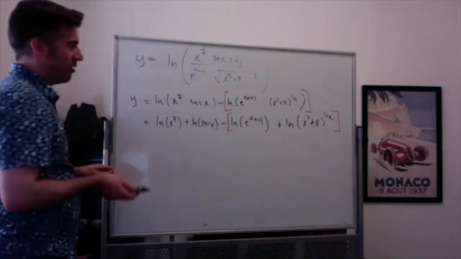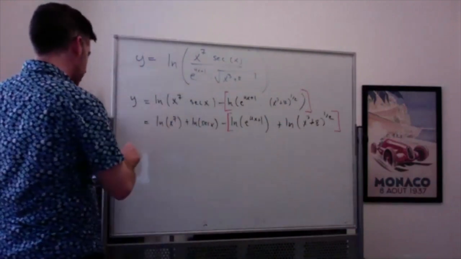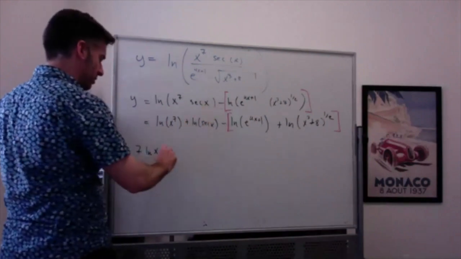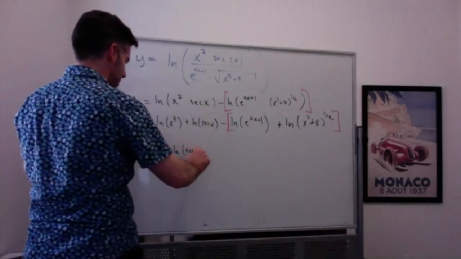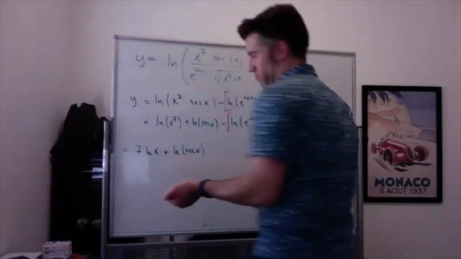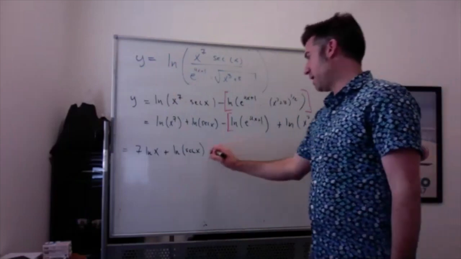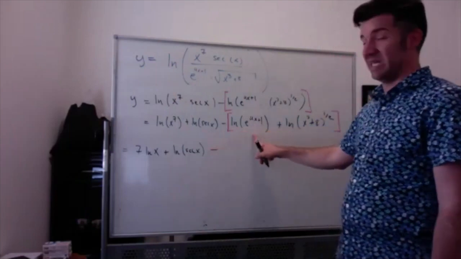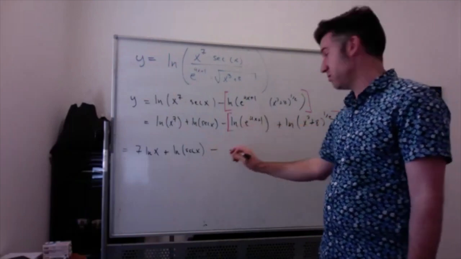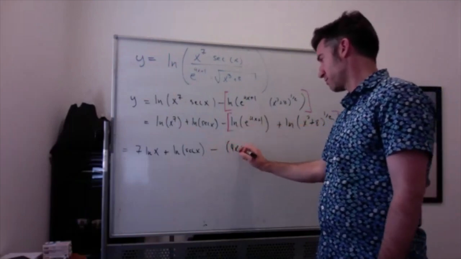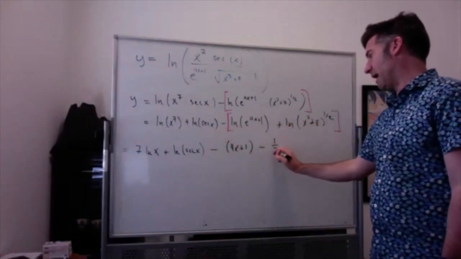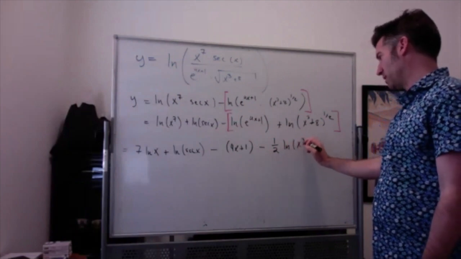So let's bring down the powers. Bring down the 7, so I get 7 natural log of x. There's no power to bring down here, so I'm just going to write it as the natural log of secant of x. You could also write it as the natural log of 1 over cosine, but I don't think you want to. Minus, the natural log of e to the 4x plus 1 is just 4x plus 1. The power comes down, and then the natural log of e is just 1. Minus 1/2 the natural log of x cubed plus 8.